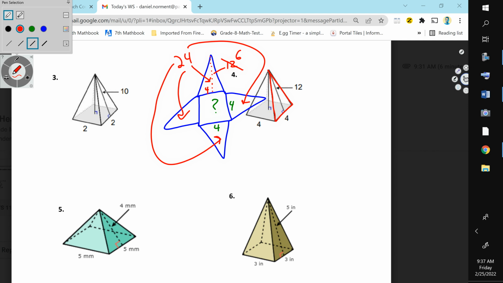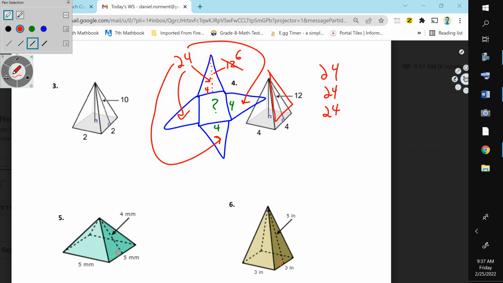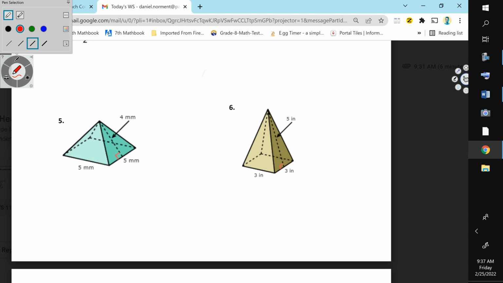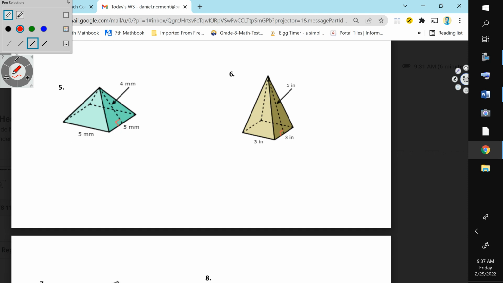So take all those 24s, you can add them together, or you can just multiply 24 times 4, whatever you want to do. And then you're also going to add whatever this is, the area of the base. Add it together, and you get your surface area total. This should not be too hard now that you've seen a bunch of examples. Number 5, surface area, 5 times 5.